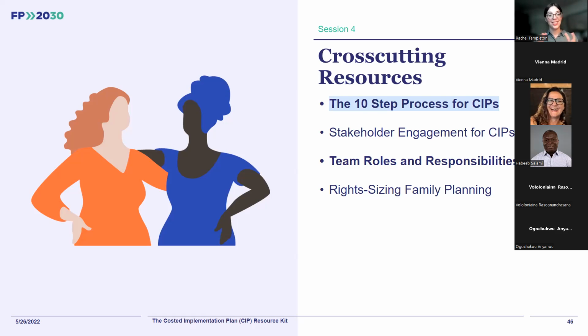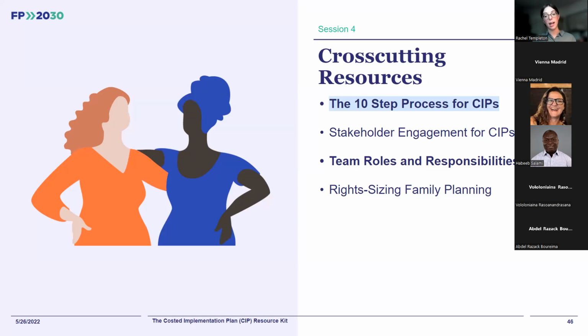This really is the, I would say, the core of the resource kit. And from there, you can branch off to other resources. The other cross-cutting resources support stakeholder engagement throughout the CIP process, which we've learned and heard in breakout groups and in plenary, is really an essential piece of the puzzle. There's also a resource that outlines the roles and responsibilities of all relevant parties, from the government to consultants, implementing partners, etc., throughout the process.